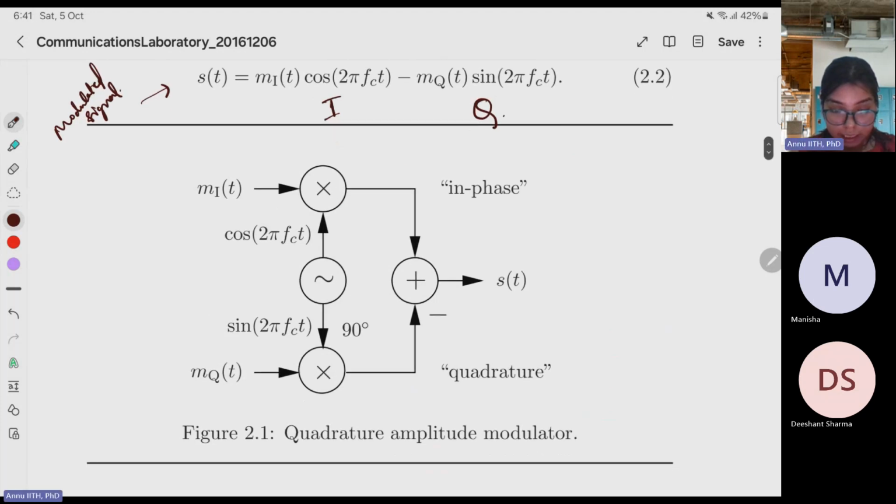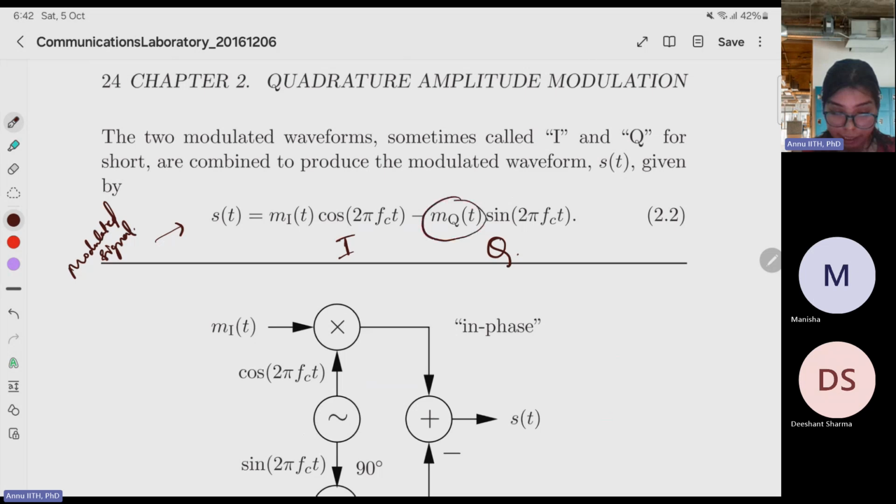Now, m_I(t) passes through an oscillator that has two signals, cos 2πf_c t and sin 2πf_c t. That will give the in-phase and that will give the out-of-phase. So first of all, the signal is divided into m_I(t) and m_Q(t).